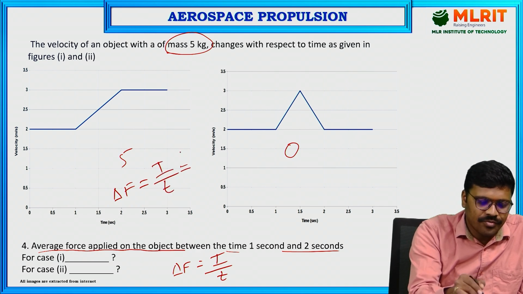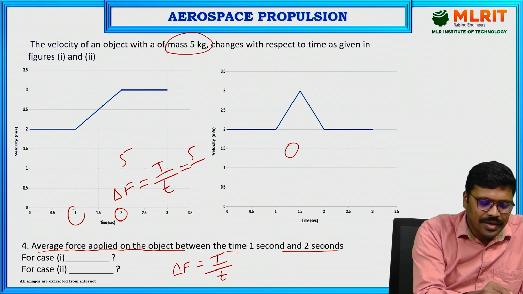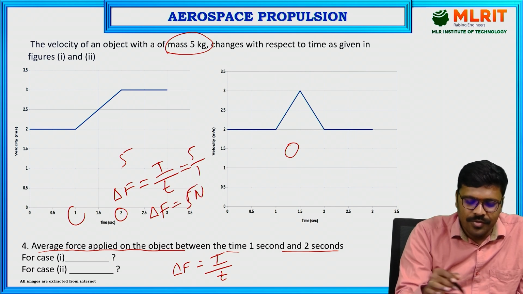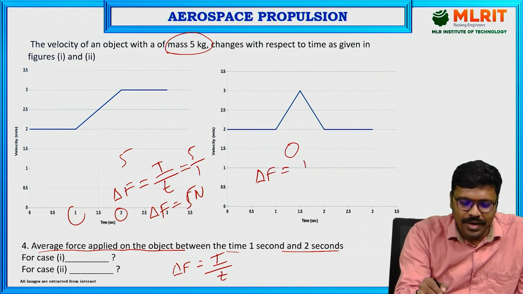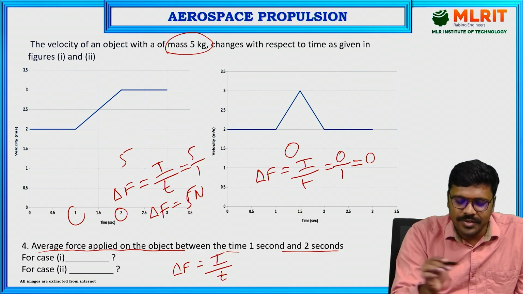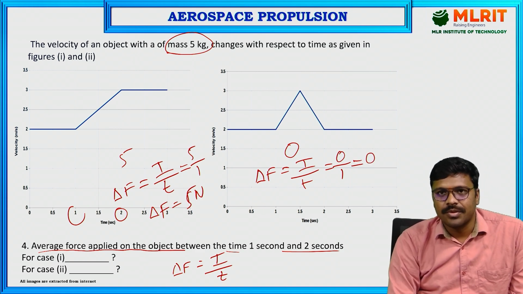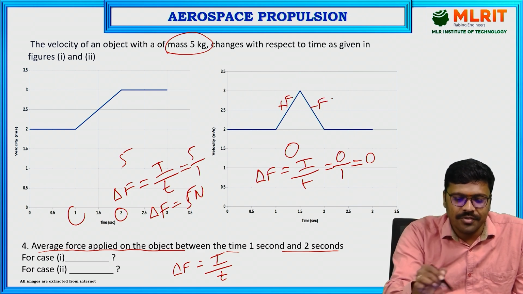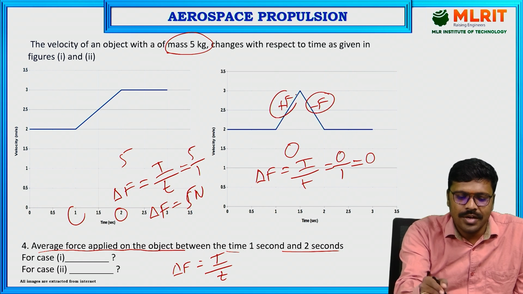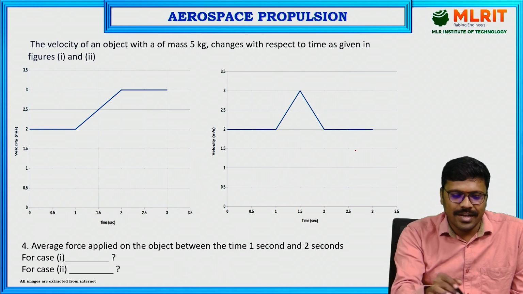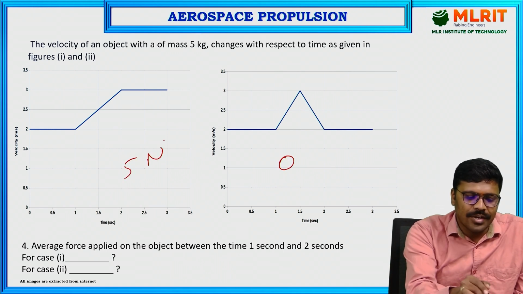So if I calculate the average force F for the first case, it is impulse by time. What is the impulse? 5. What is the time? 2 minus 1, which is 1. So F is equal to, sorry, 5 Newtons. For the second case, F is equal to I by time. The impulse is 0 and the time is 1, so the average force applied on the body is also 0. Here this is a positive force and this is a negative force. Both are the same, so positive plus negative gives 0. So the average force in the second case is 0 and in the first case it is 5 Newtons.